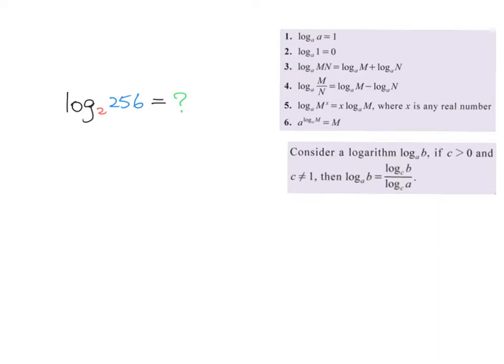Log base 2 of 256 equals what? What does that exactly mean? This actually means 2 to the what power equals 256, okay? So the number after you've logged is actually the index. And in this case, 256 is actually 2 to the power of 8, okay? And therefore, the question mark is actually 8.